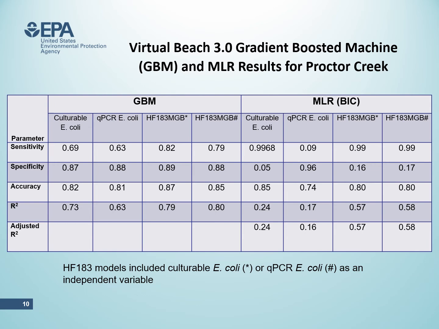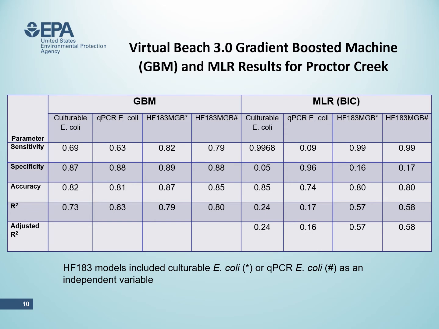This graph demonstrates the results from our modeling approaches and compares the results that we obtained from the GBM versus the MLR, with the targets that I discussed previously, included the culturable E. coli and the qPCR E. coli, as well as the human marker. So we were trying to use environmental parameters that would explain the variability of these signals in the watershed.